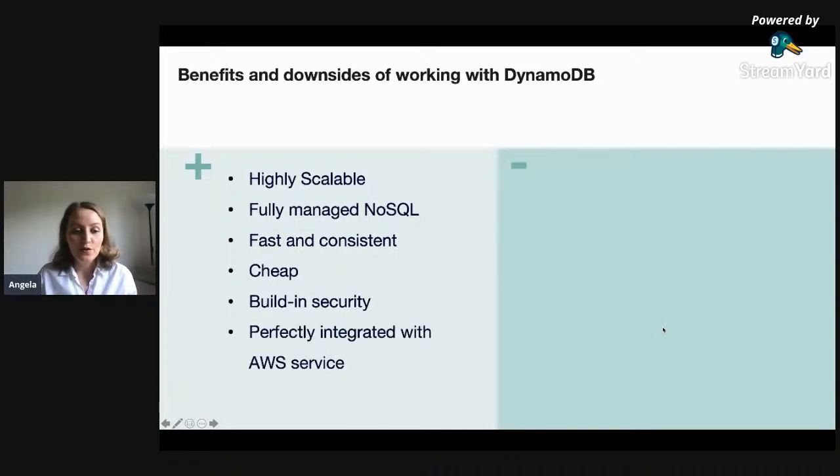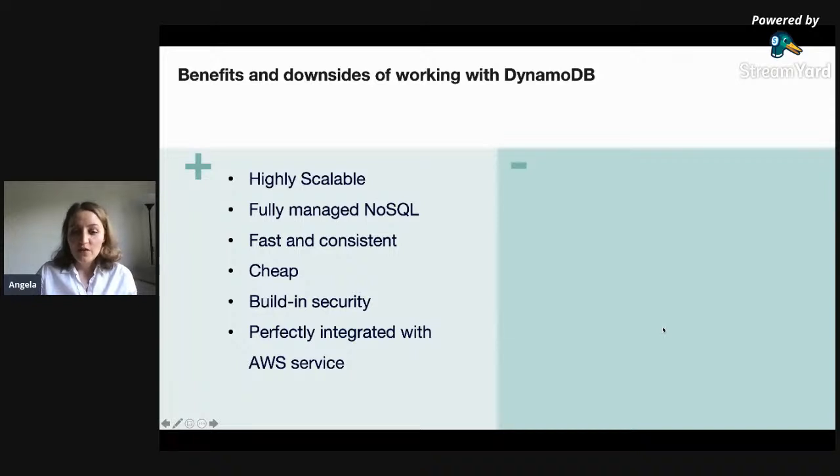And then it is also perfectly integrated with other AWS services, which again goes back to enabling engineers to work very easily with DynamoDB. It is integrated with services like AWS Lambda, and it has streams and so on. So it's very well integrated with other services, which makes it a great choice in many use cases.